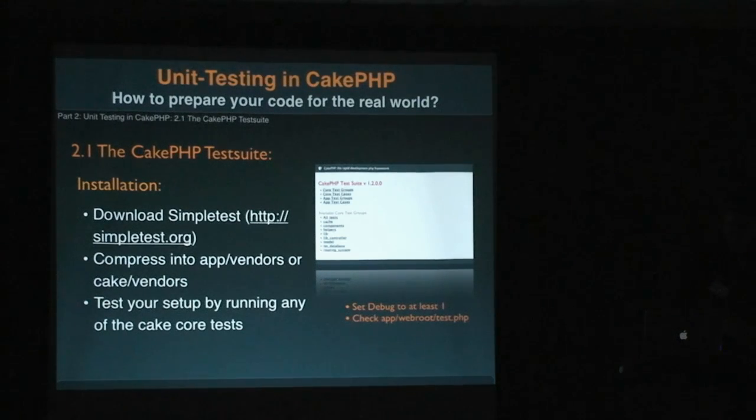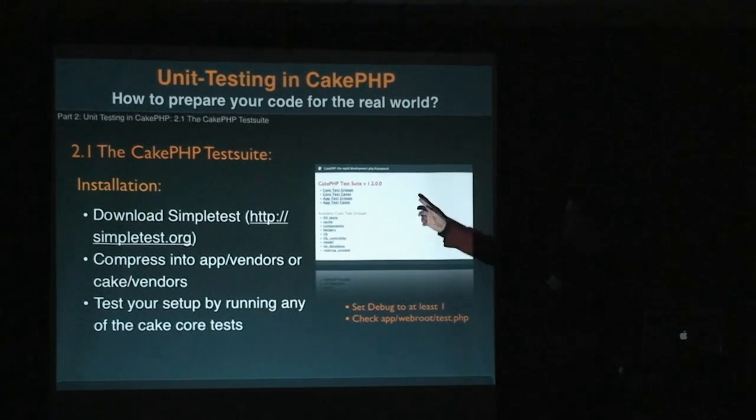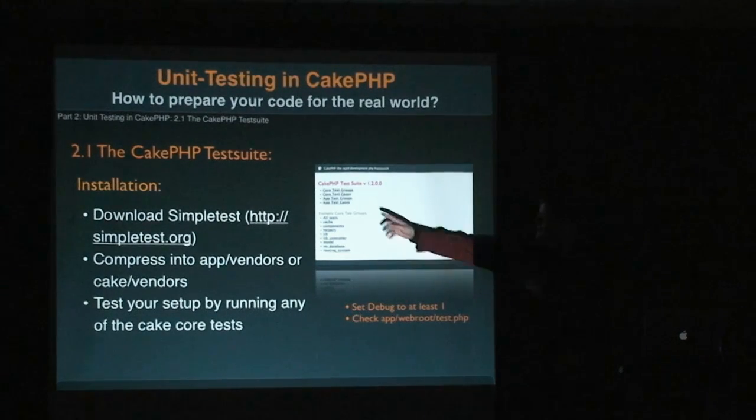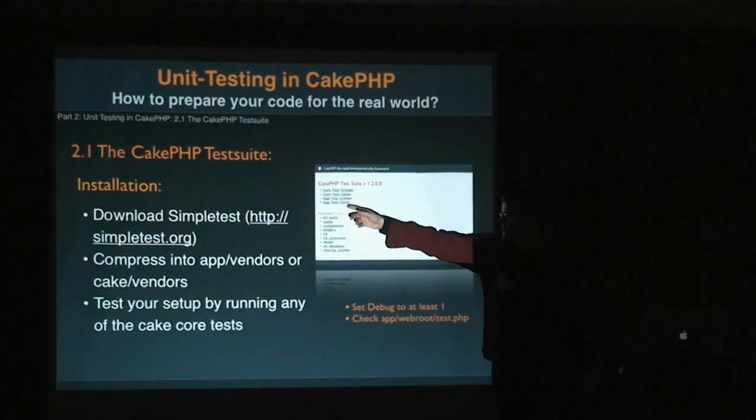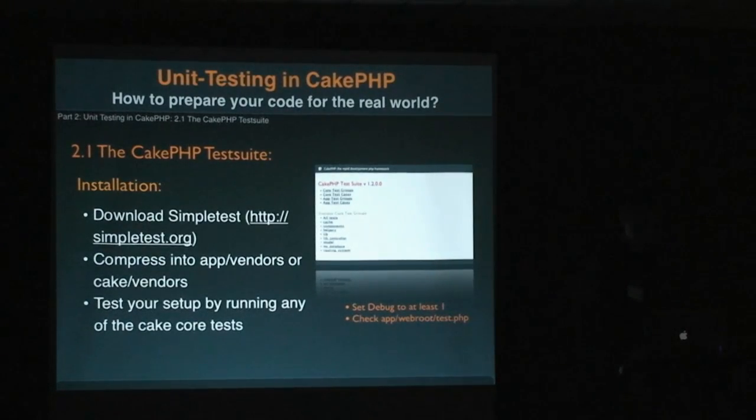Yeah, then you set the debug level in your config file to at least 1. Well, it makes sense, so that no production environment is seeing the tests. And then you go to app/webroot/test.php and end up with that screen there. So at the top you get the Cake core tests and then the app test cases and groups. And then you choose what you want to test or check and be fine with it.